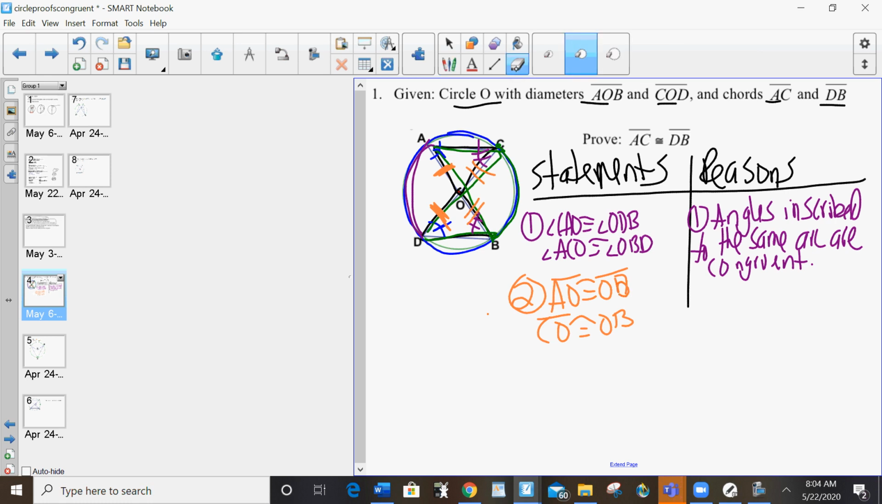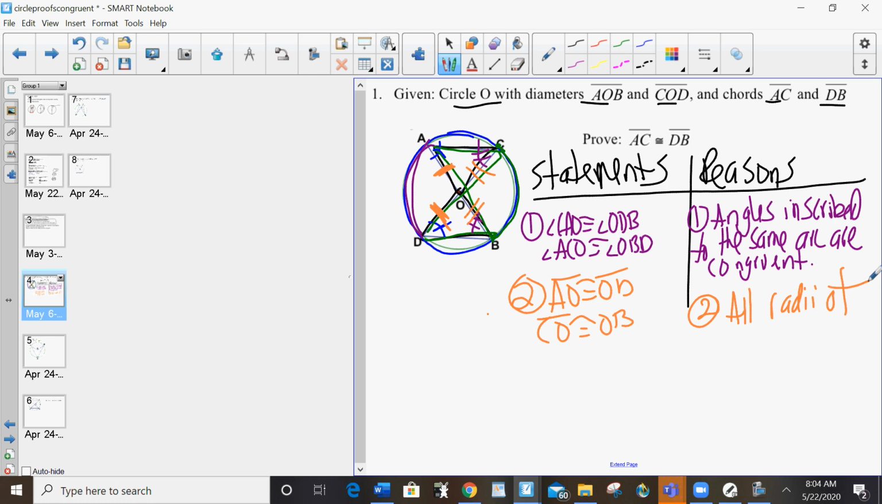Let's just erase that. OD. And the reason is all radii, radii, of course, being the plural of radius, of a circle are congruent. Now I have more than enough. I have 4 things, so I can say AAS, but I can keep on going.